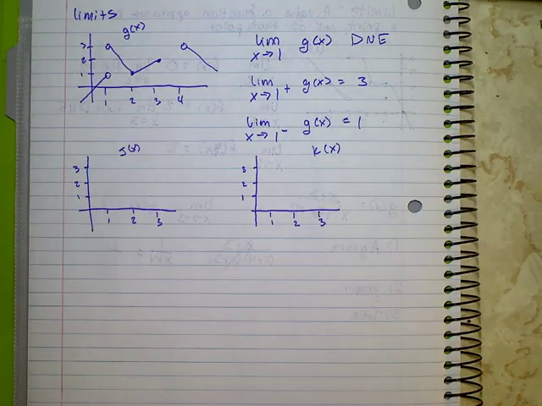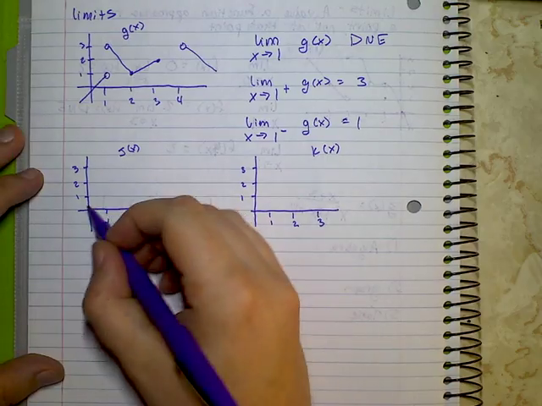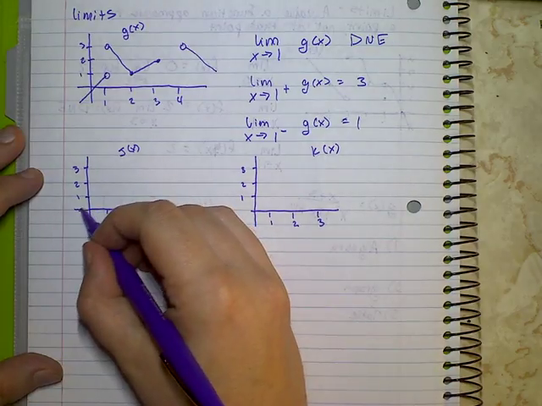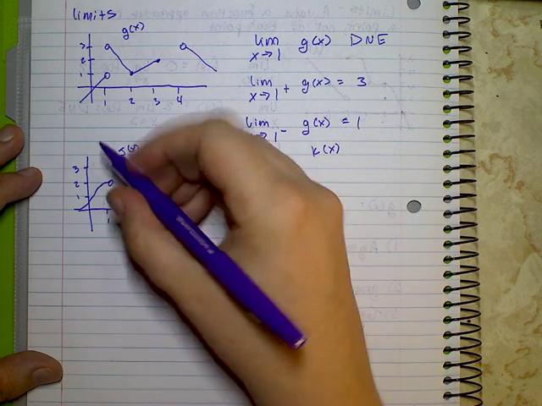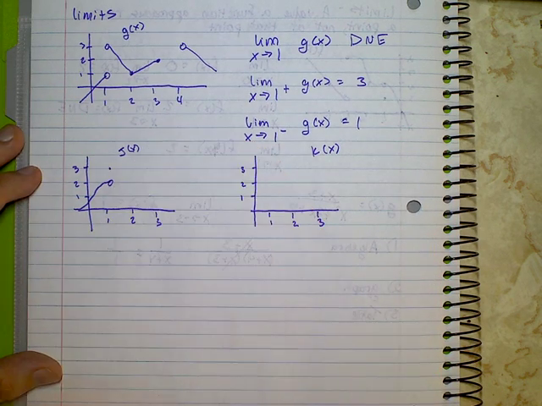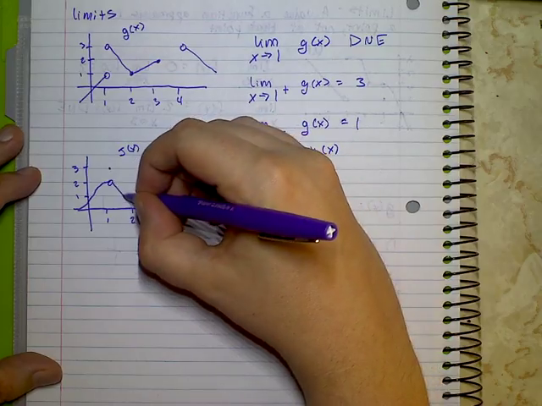Okay. So my j of x is going to go up to here, there, and then at 1 it's really here. And then from 1 to 2 it's going to go down like that.